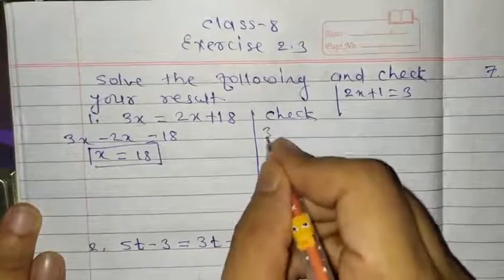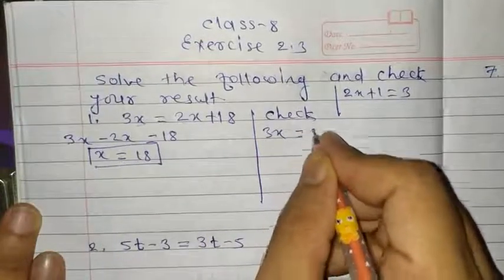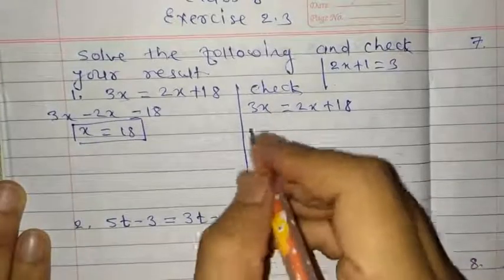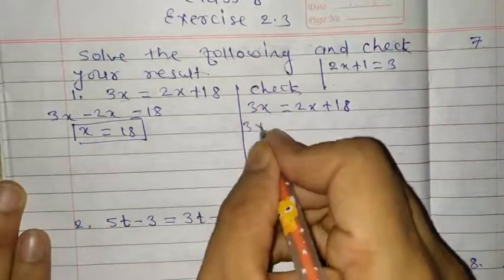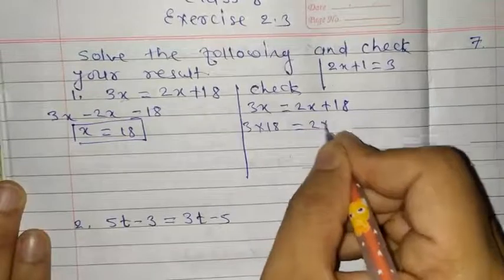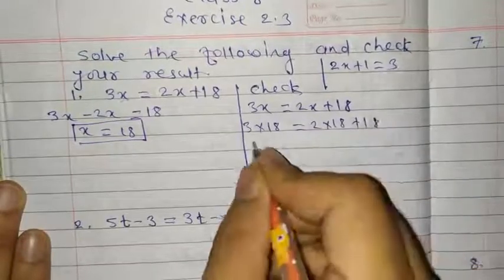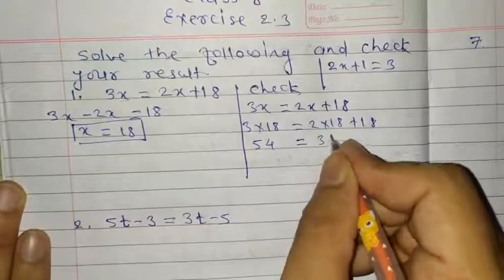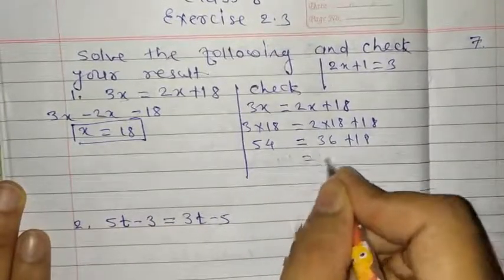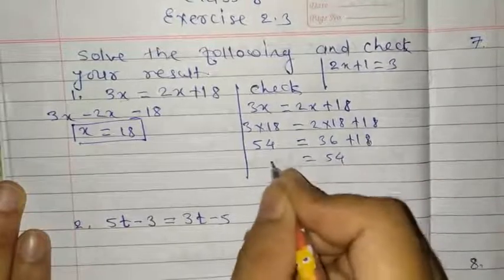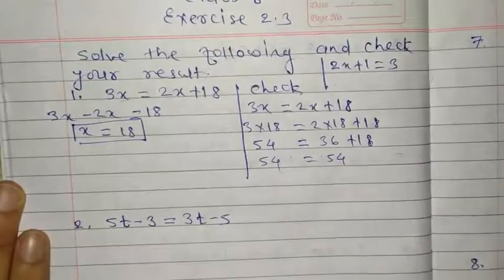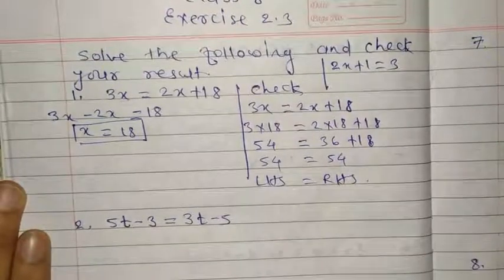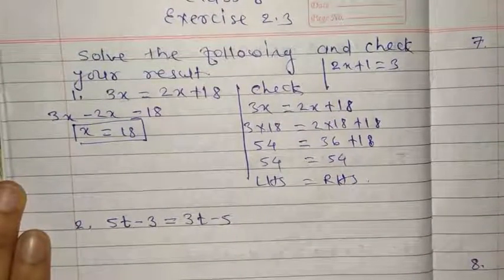Now we will check whether it is correct or not. While checking, you write the question as it is. Then you simply put the value: 3 into 18 equals 2 into 18 plus 18. So here it is 54 equals 36 plus 18, which is 54 equals 54. Both sides are equal. It means LHS equals RHS, so our result is correct.